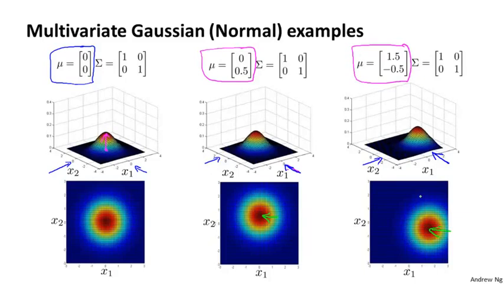Hopefully looking at all these different pictures gives you a sense of the sort of probability distributions that the multivariate Gaussian distribution allows you to capture. The key advantage of it is that it allows you to capture when you'd expect two different features to be positively correlated or maybe negatively correlated. In the next video, we'll take this multivariate Gaussian distribution and apply it to anomaly detection.